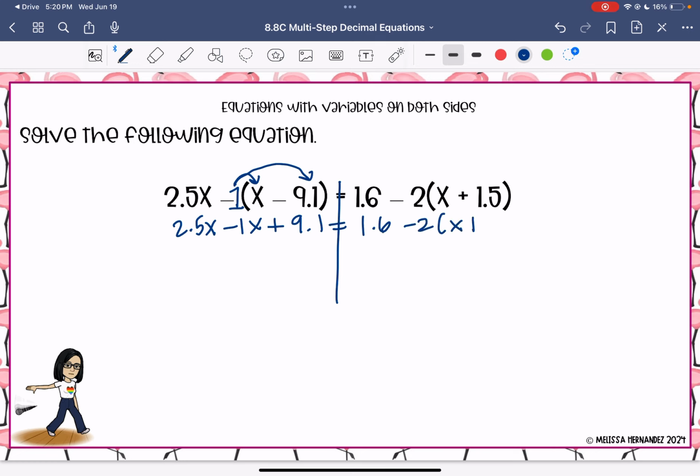Okay. So if you notice, on the right side, I'm going to have to distribute the negative 2. You're only distributing it to what's inside the parentheses. So negative 2 times a positive x gives me negative 2x. Negative 2 times 1.5 is negative 3. Bring down the 1.6. Go ahead and rewrite left to right.